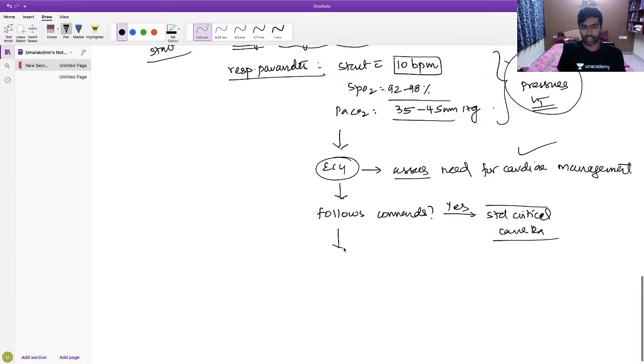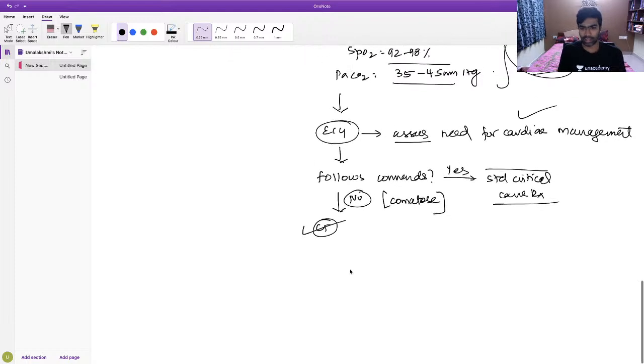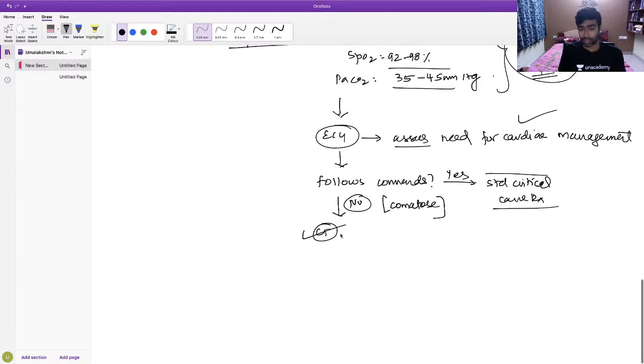Suppose the patient does not follow your commands, which means the patient is still in a comatose state, then in this situation you have to go for additional management. I need to take a CT to know whether there are any reversible causes. For example, it could be a hemorrhage, it could be a big ischemic stroke, doesn't matter. So I need to do a CT for various reasons. Even for neuroprognostication, my CT might be very useful, which we'll be talking about subsequently.